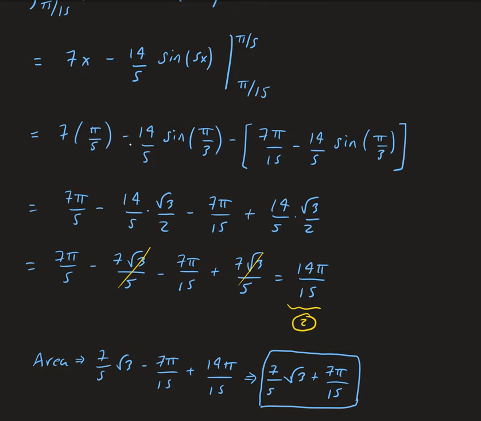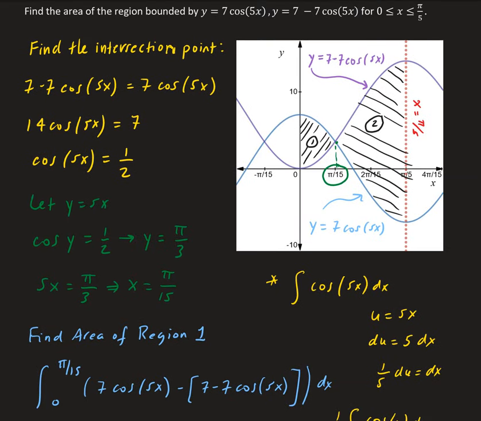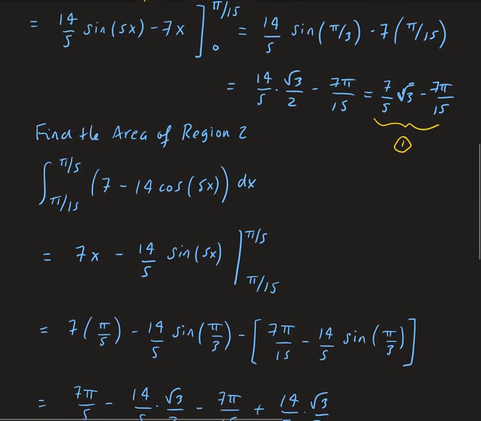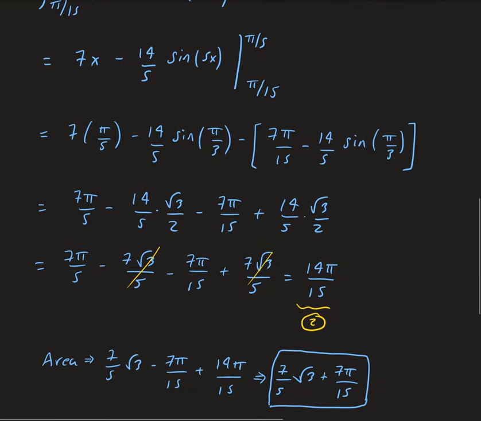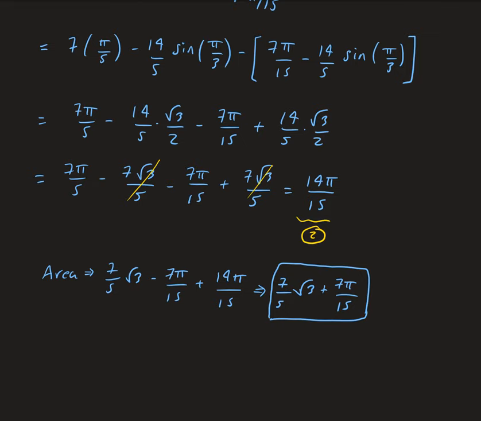So again, going back up here, we have to calculate the area of the first region. We have the integral of 7 times cosine 5x minus 7 times cosine 5x, and then for the second region, it flips around: the integral of 7 minus 7 cosine 5x minus 7 times cosine 5x. The first integral goes between 0 and pi over 15, and the second integral goes between pi over 15 and pi over 5. So that was the result for region 1, and for region 2, we add those together. And that's our final result, the total area.